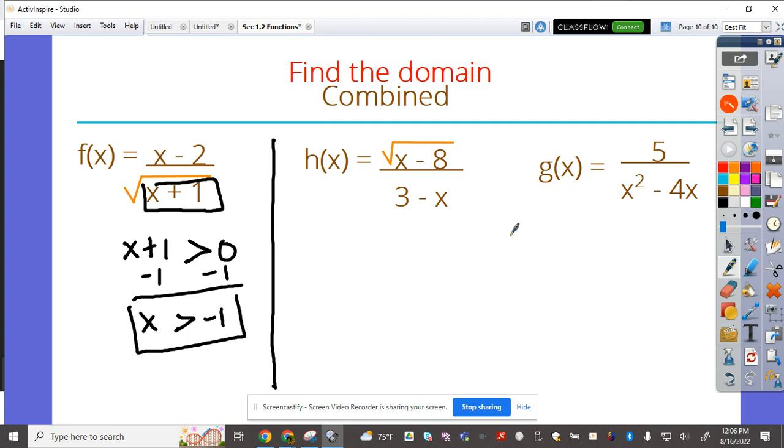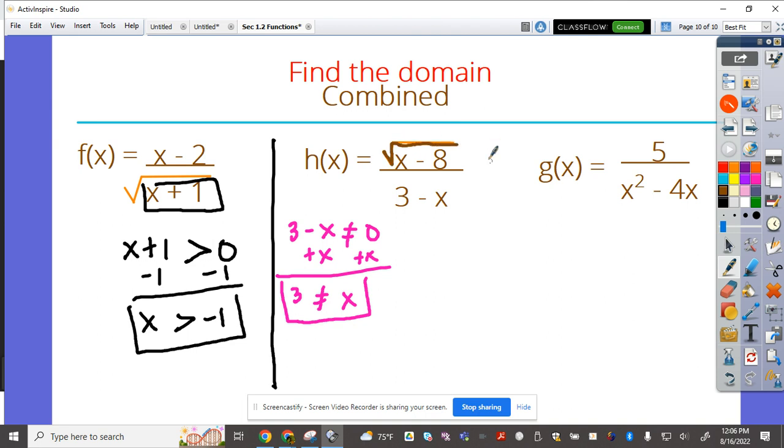Okay, next, h of x. Remember the denominator cannot be equal to 0, so I'm just gonna grab the 3 minus x, set it to not equal to 0, right? So we'll have here add x on both sides. So therefore 3 cannot be equal to x. Very simple, right?